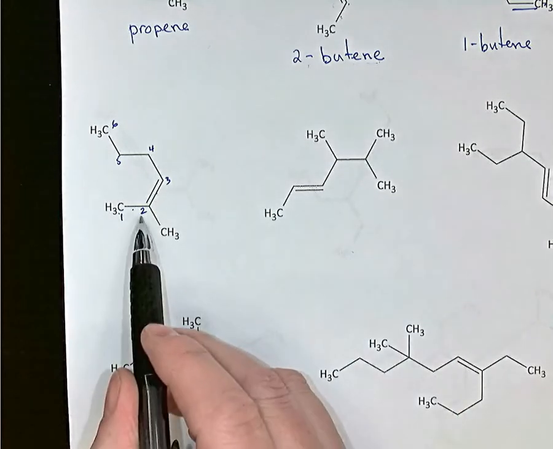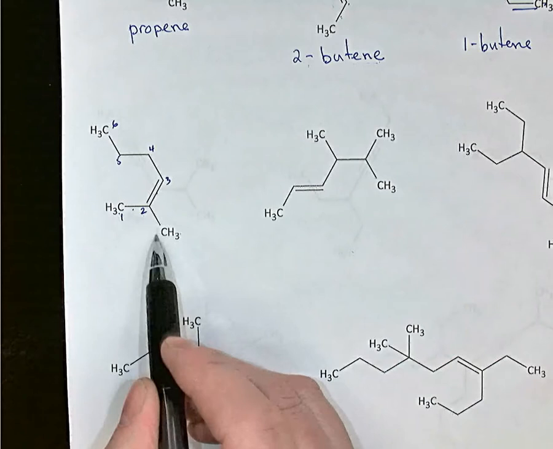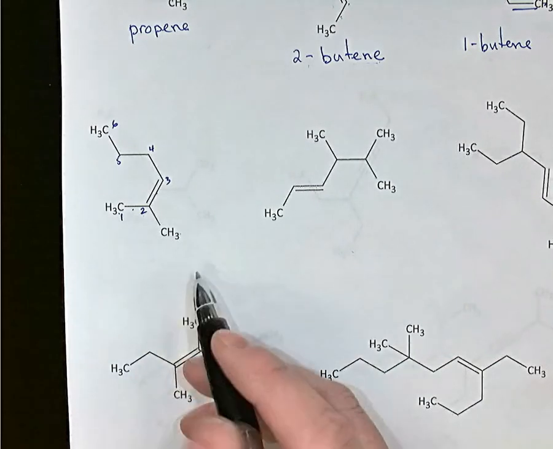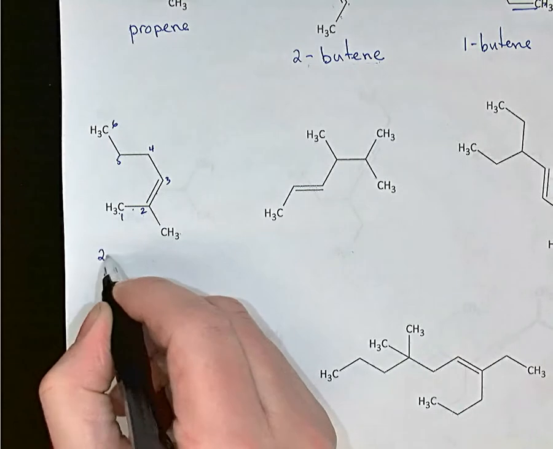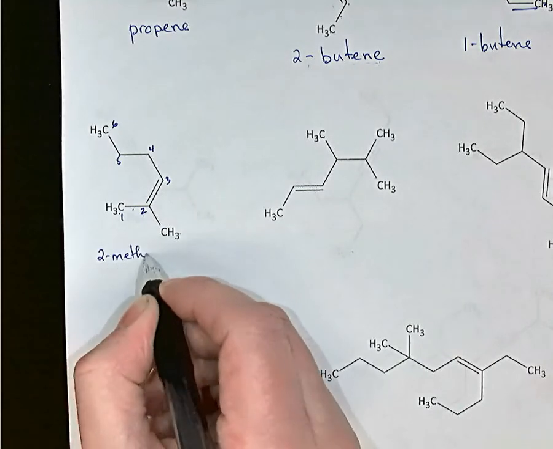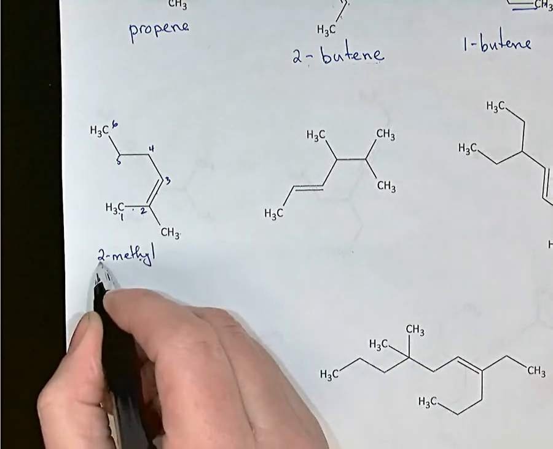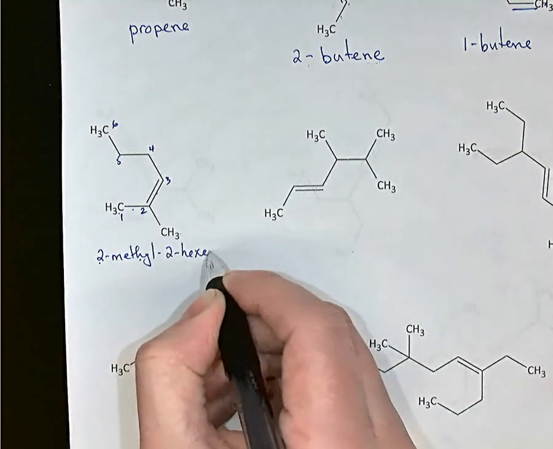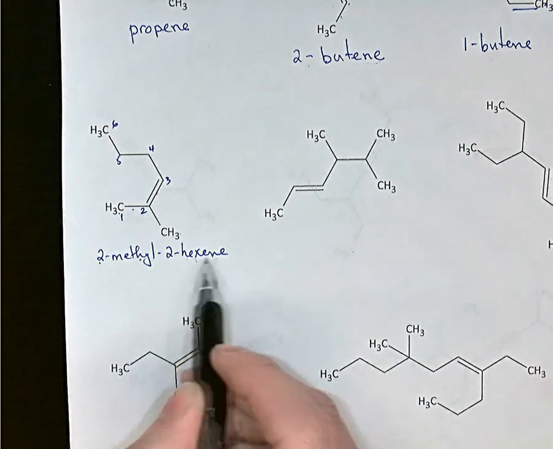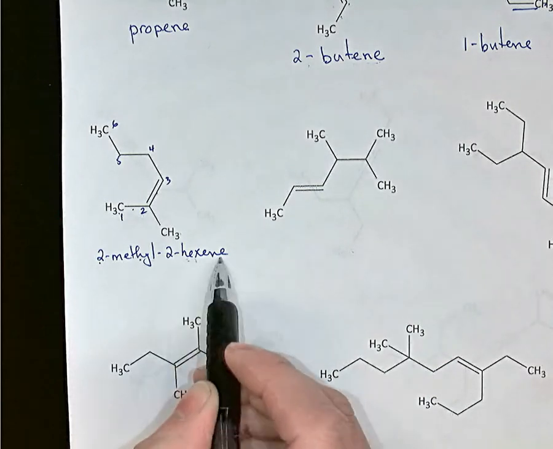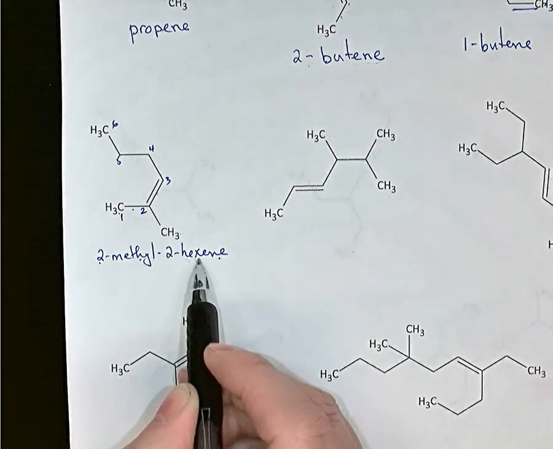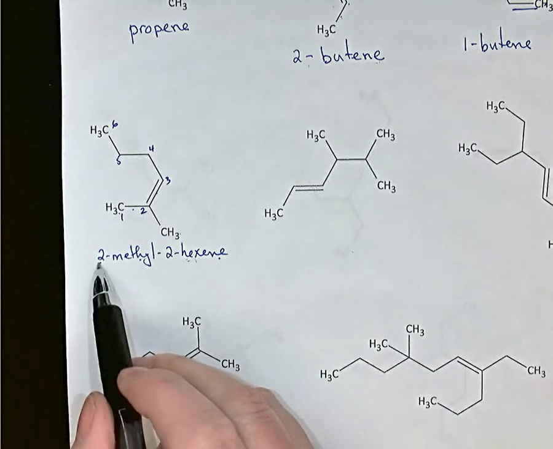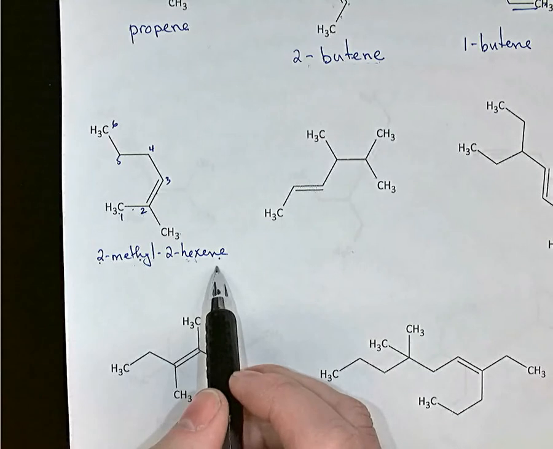And then on carbon number 2, there's a branch with 1 carbon in it. A 1-carbon branch is a methyl branch. So this is 2-methyl, a methyl branch on carbon number 2, dash 2-hexene. An alkene with a double bond, 6 carbons in the parent chain, hex, and the second bond is the double bond. So 2-methyl, 2-hexene.